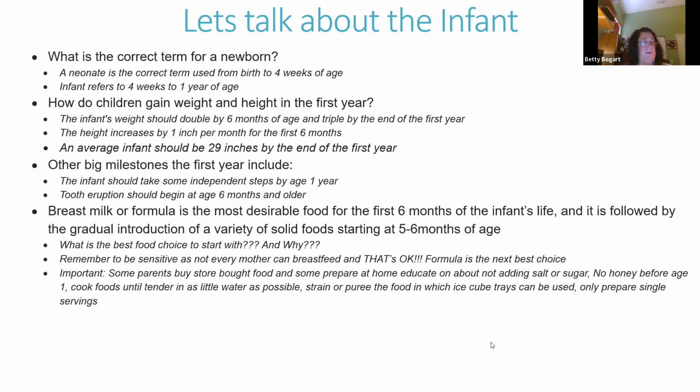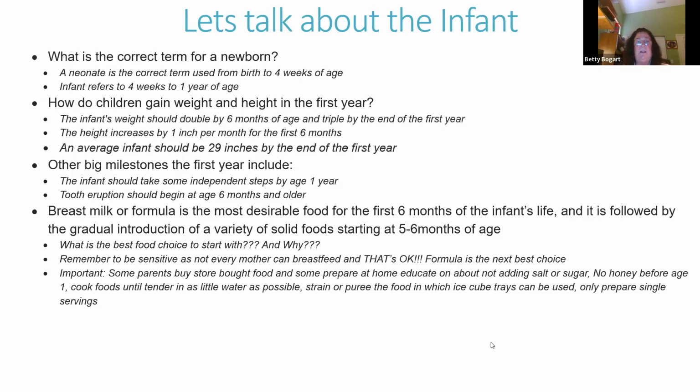Now, for the first 6 months of life, a parent has a choice. Are they going to breastfeed, or are they going to give them iron fortified formula? That is the only thing that they should be eating. Not whole milk, not skim milk. It's either breast milk or iron fortified formula for the first 1 year of life. After 1 year of life, they can get whole milk. They need that fat, okay? So it wouldn't be a skim milk.